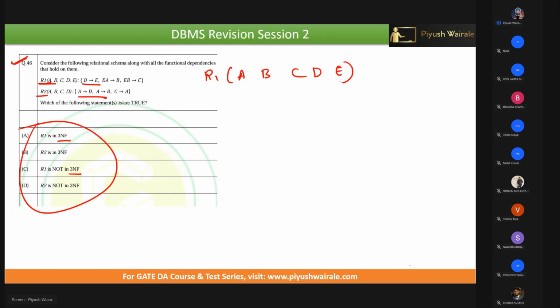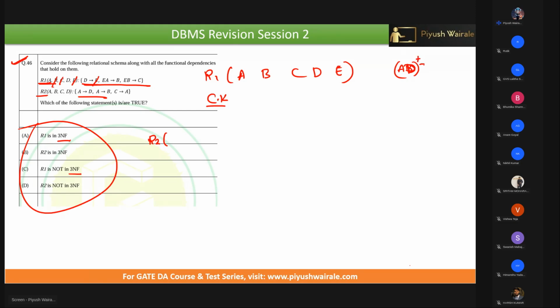Can anyone tell me what's the candidate key here for R1 given the FD? Tell me what is the candidate key for R1, and similarly for R2. AD will be for R1. So first find out the attributes which are not part of the right hand side of any functional dependency. So E is present, B is present, C is present, A and D is not present. So AD must be a part of candidate key. We are not saying AD will be a candidate key, AD must be a part of candidate key.